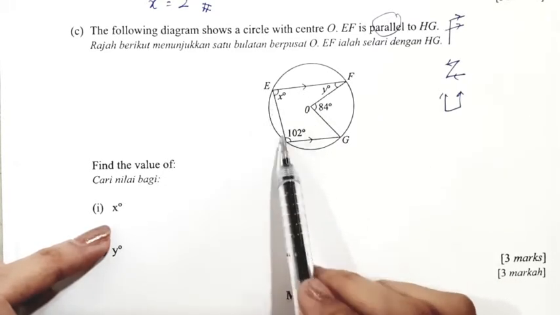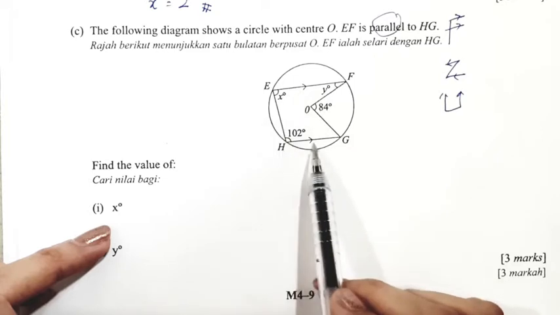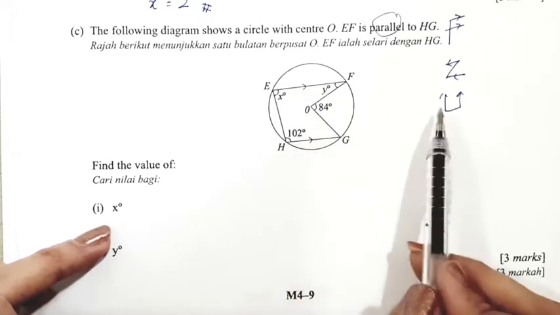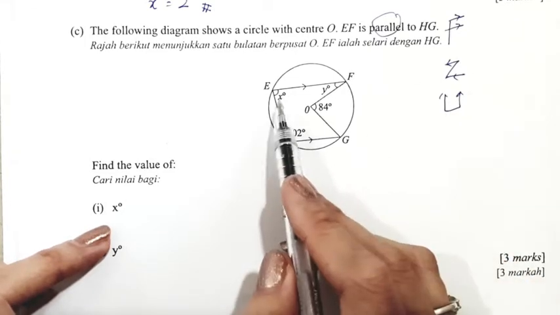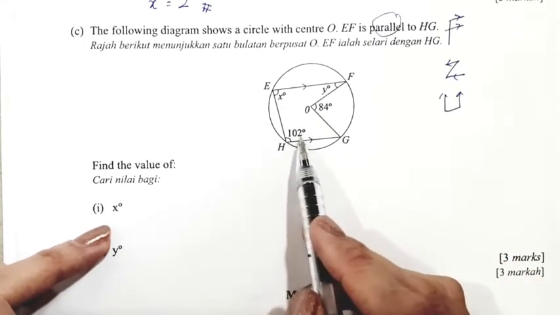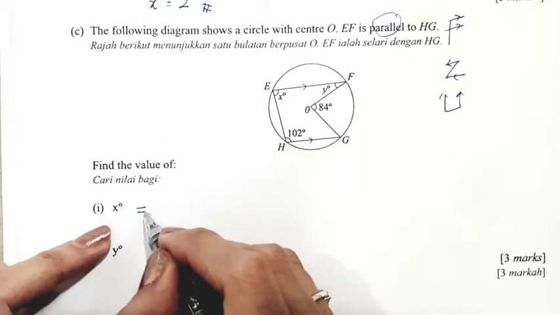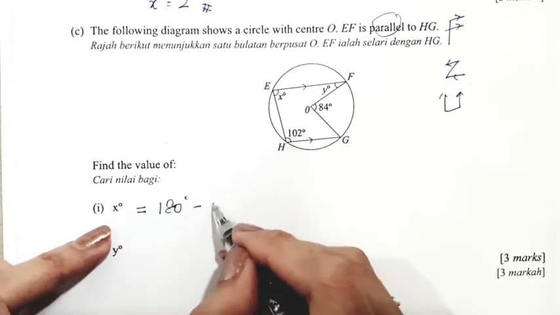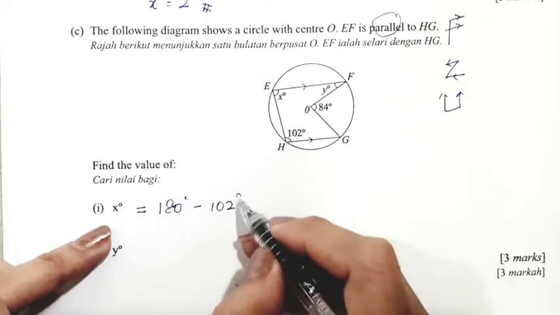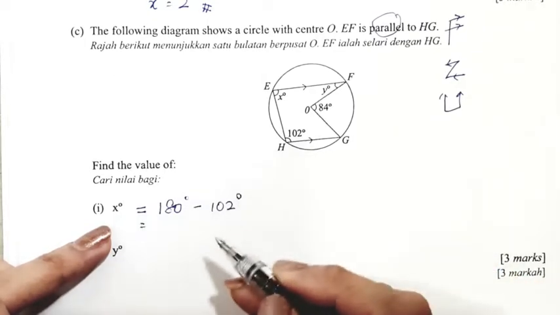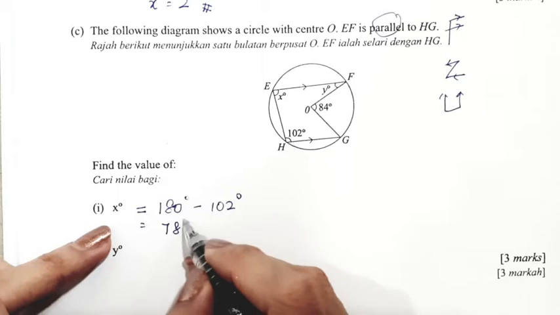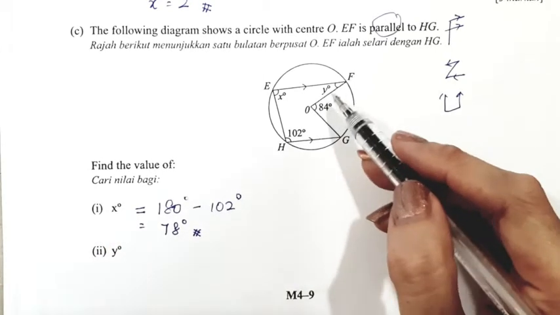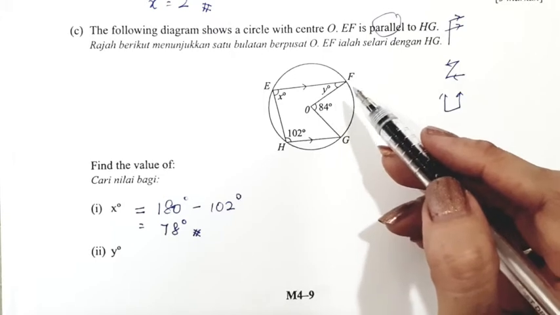Once you connect this, do you see the U shape over here? Because x and 102, they are face to face, they are inside, so they are interior angles. So we know that x plus 102 is 180. So to find x, go straight to the point: 180 minus 102 degrees. Okay, so this one we will have 78. So we have found our x. Next, let's find y. Now, how do we find y?